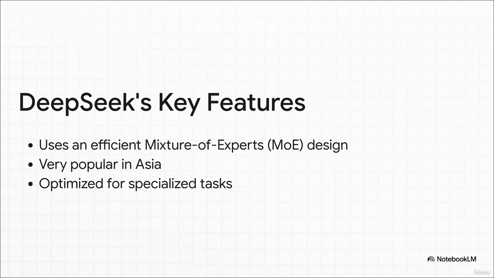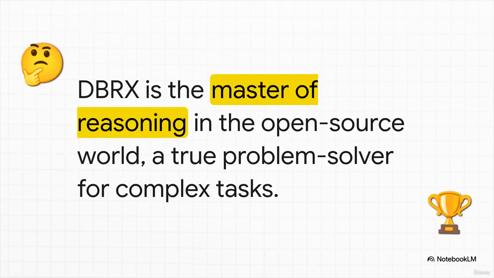Now, instead of one single giant brain trying to know everything, MOE is more like having a team of specialists. When a question comes in, the system figures out which expert is best for the job and only wakes that one up. This makes it insanely efficient. And that's a big reason why DeepSeek has gotten so popular, particularly in Asia, for handling very specific, very complex jobs. And last but not least, we've got DBRX.